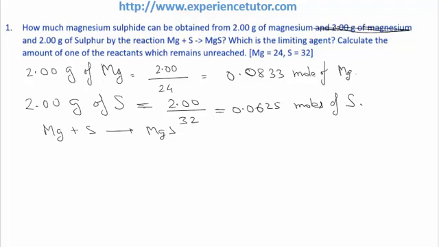So we can easily write here 0.0625, again 0.0625, and this 0.0625.